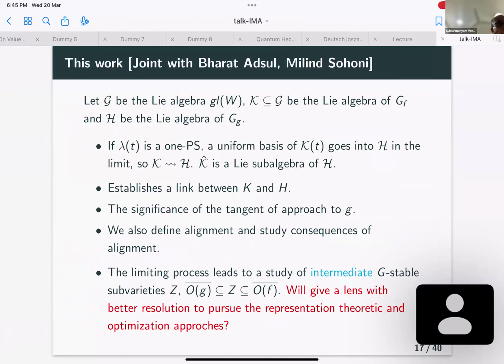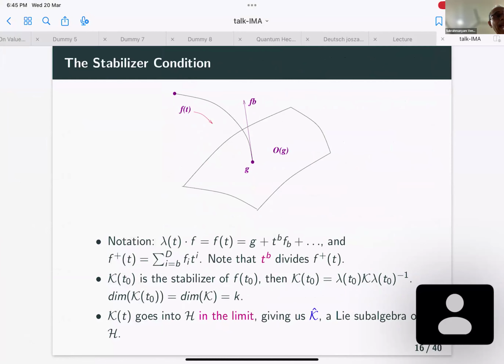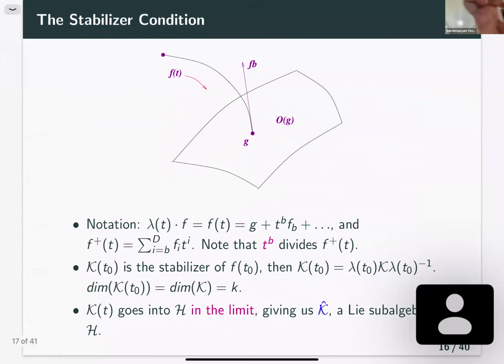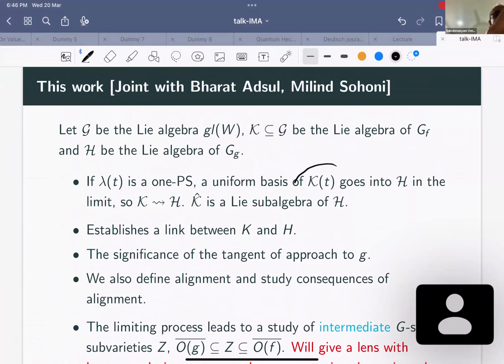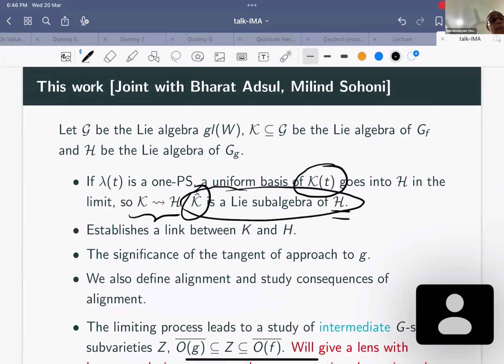So what we actually show is the following. There is a one parameter subgroup which is pushing capital F into little g. What we are showing is that at every point t, I can talk about the stabilizer Lie algebra, which I call k of t, and we try to understand this in the limit as t goes to 0. What we show is that the limiting process yields a Lie subalgebra of script h.